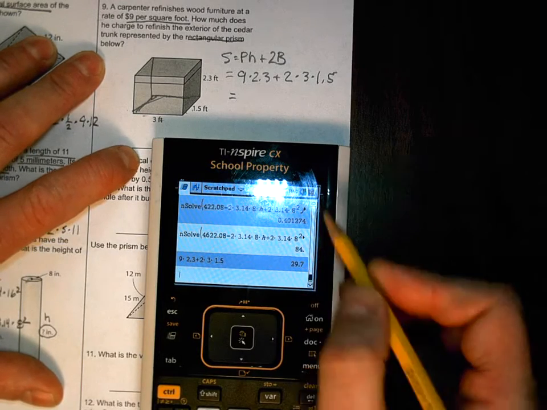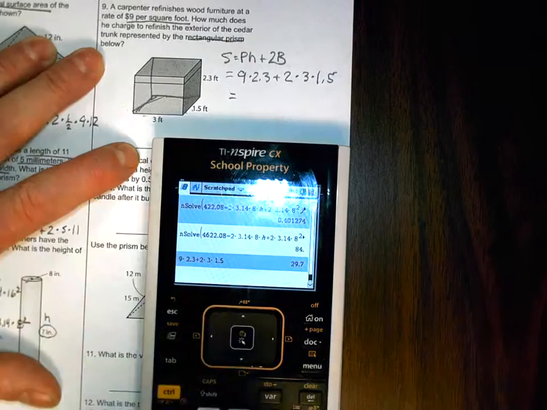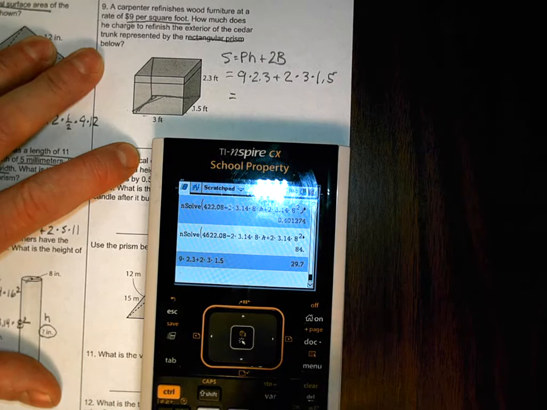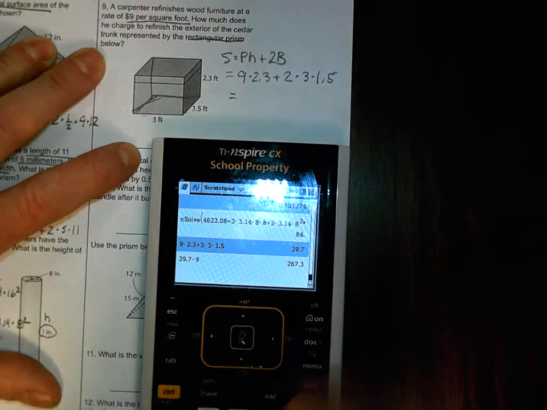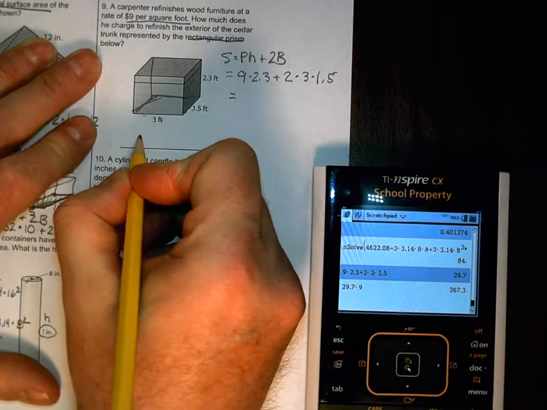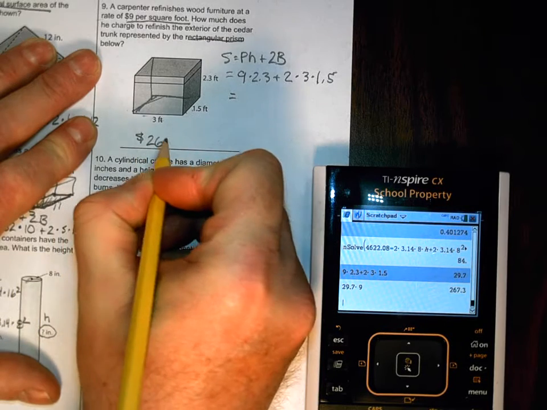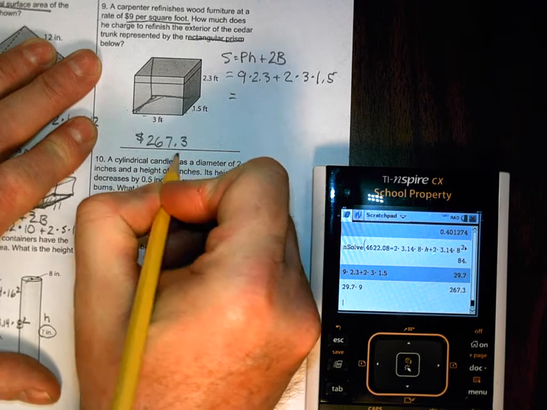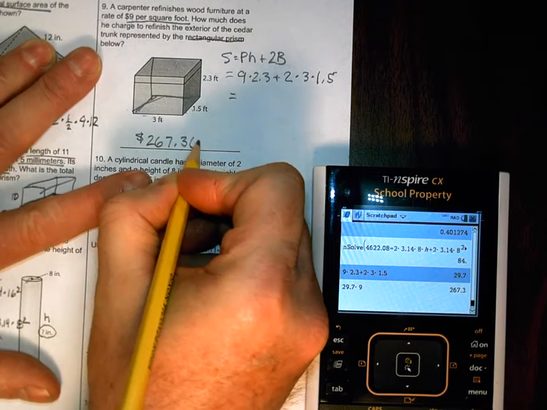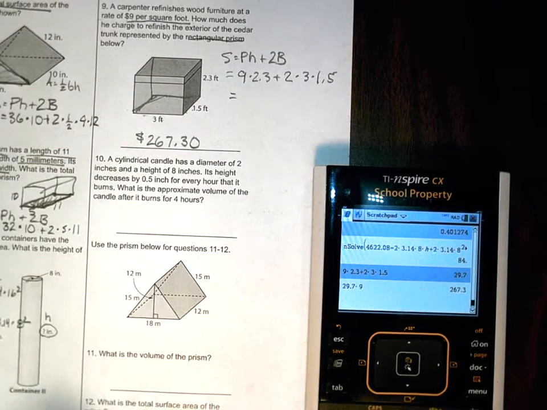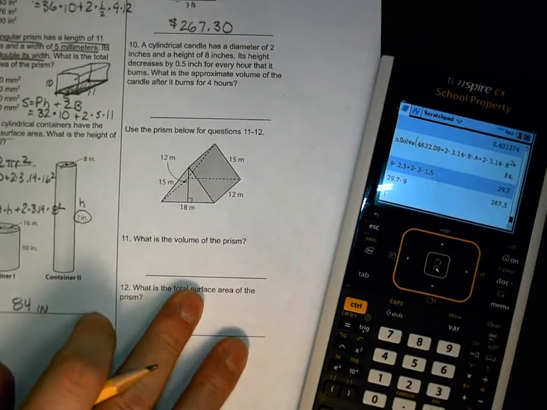What I'm going to do is multiply that by that $9. So I'm going to times that by 9 and find out how much he's charging. He's charging $267 and 0.3, but you can't have 0.3 in money. It's got to be 0.30, 30 cents. All right, let's look at number 10.